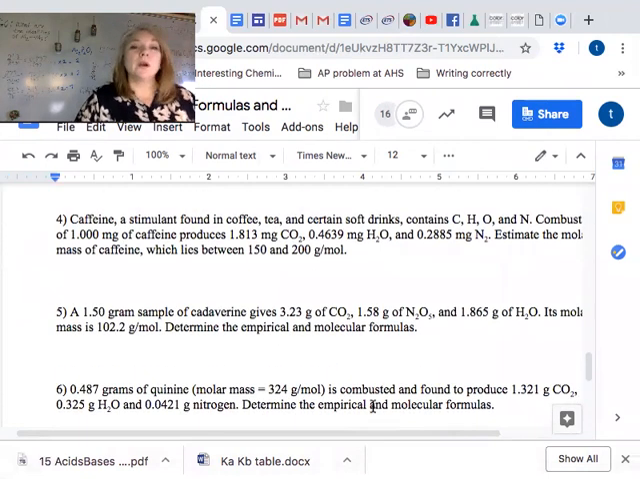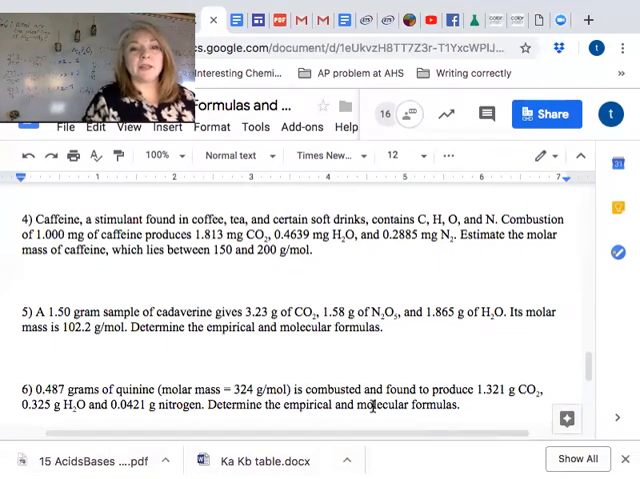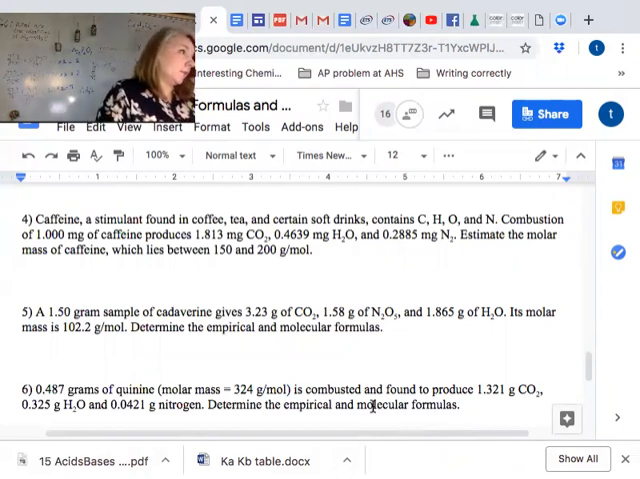Okay, number 4 is all about caffeine. It says it's a stimulant found in coffee, tea, and certain drinks. It contains 4 different elements: carbon, hydrogen, oxygen, and nitrogen. Okay, so go ahead and I want you to write down your hydrocarbon. Say that again.